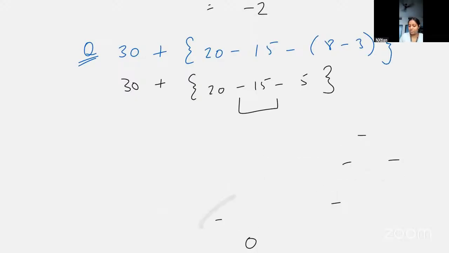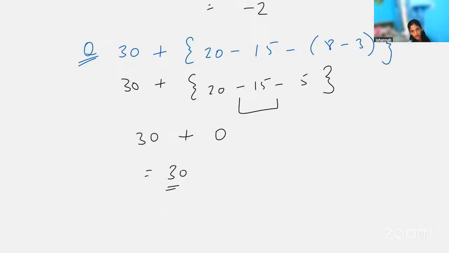So 30 plus 0, 30. Answer is 30. Okay, so what do you get? 30 plus 0, 30. Sometimes the problem is easy, but to us it appears very hard. Sometimes it is very simple, but we make it hard. So don't make it hard when it's very simple. No minus, minus, plus. Just 20 minus 15, 5. 5 minus 5, 0. So, ma'am, simple, just 30.